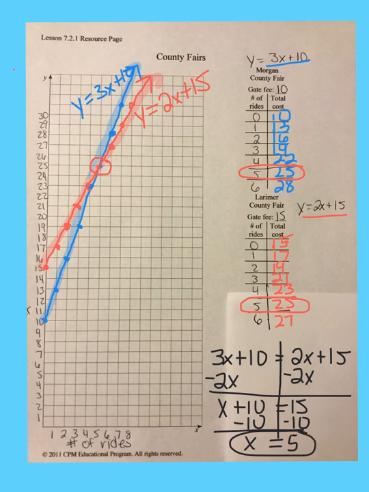So at 5 rides, both of these fares cost the same amount. And then to figure out how much money that would cost, you would simply substitute the 5 in for the x, and that will give you the total cost of rides. So take a minute, check your work, and let's move on to the next page.